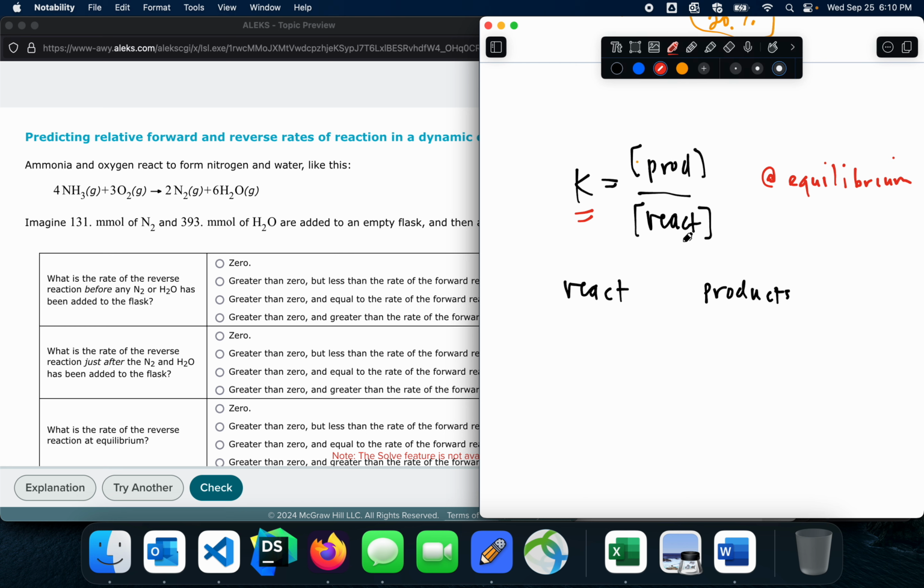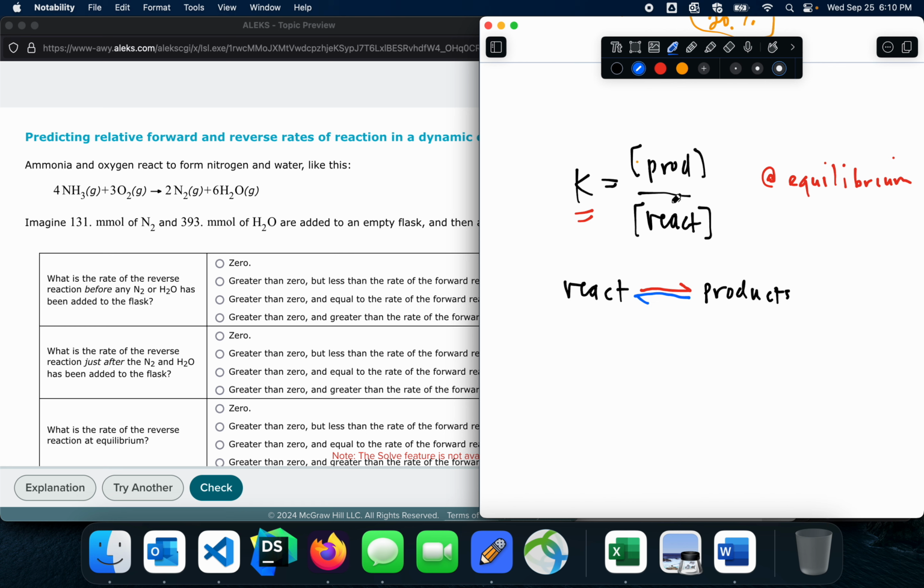All right, and equilibrium also means that reactants are making products at the same rate that products are making reactants. And these two statements are equivalent. The fact that the ratio of the amounts is constant.